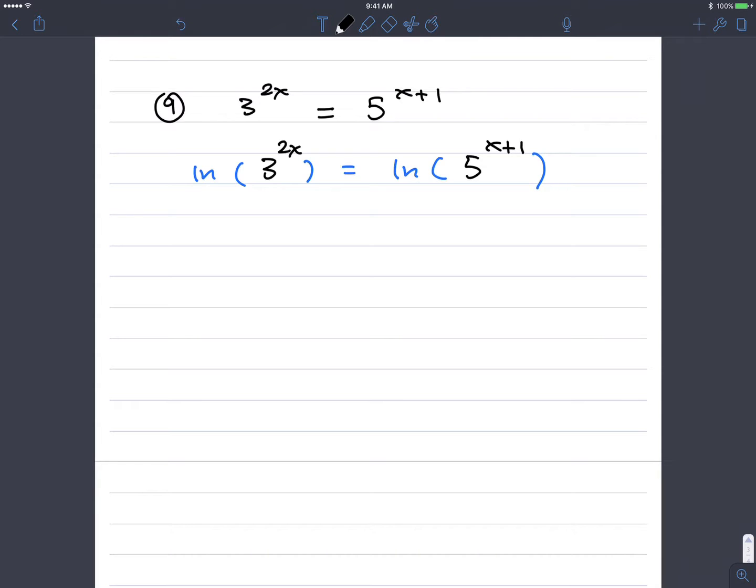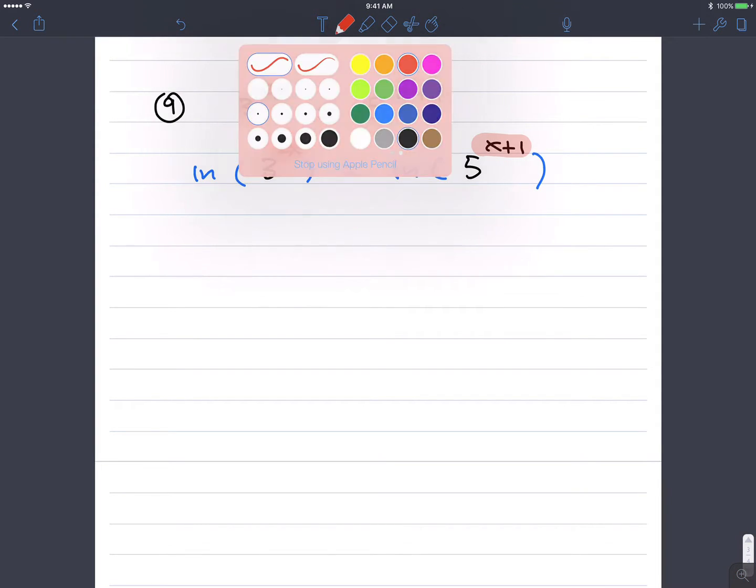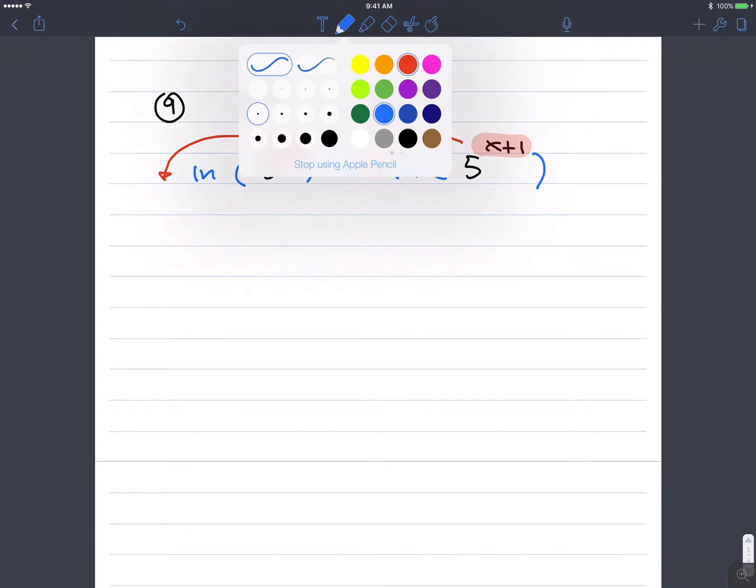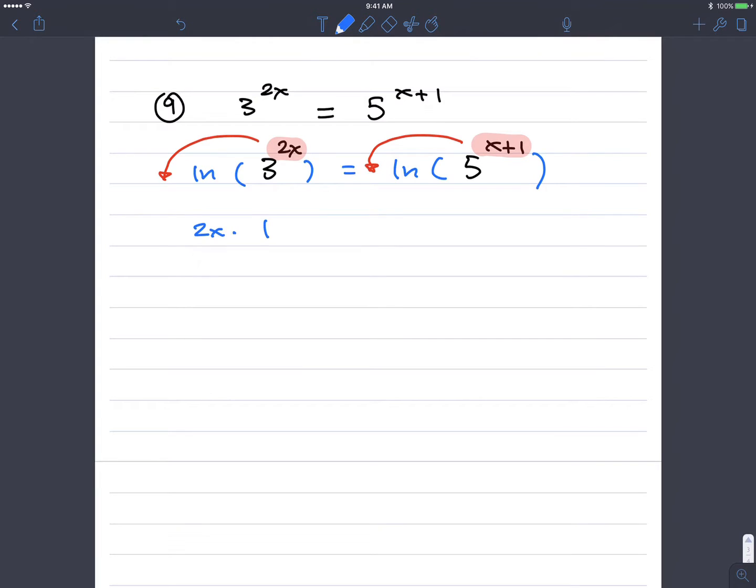Now what you're going to have here is this. We could do this a couple of ways. One way I think we could do it, maybe just straightforward. Let's try this out. Let's pull out the power. We're going to use the power rule here, but notice you've got power rule for both sides. So we're going to pull out the 2x. We're also going to pull out the x plus 1. And what you end up with is 2x times natural log 3 will be x plus 1 times the natural log of 5.